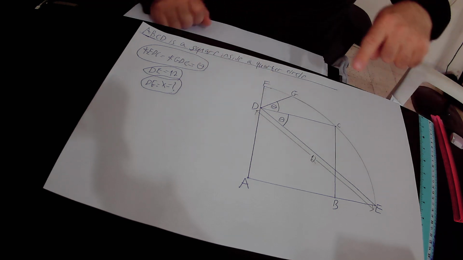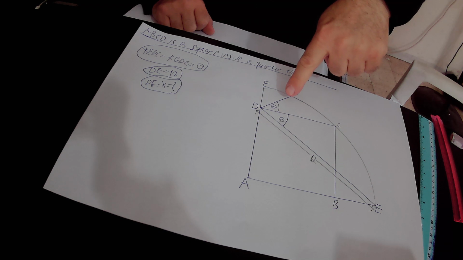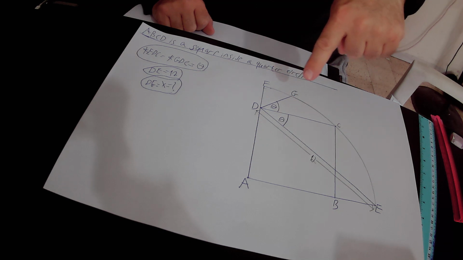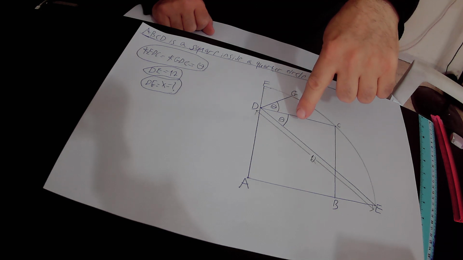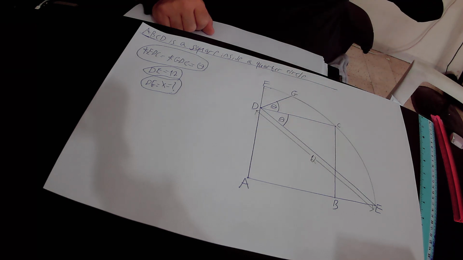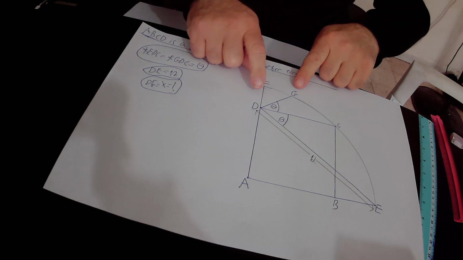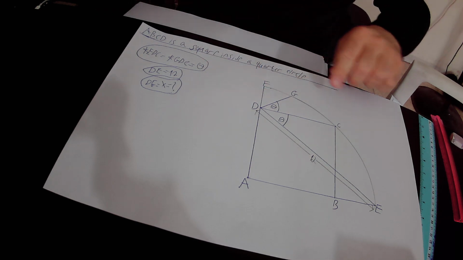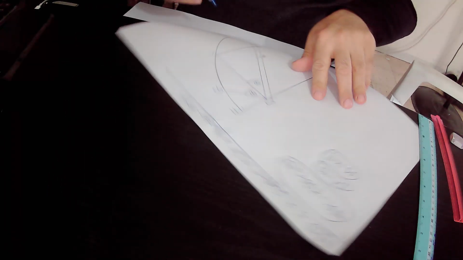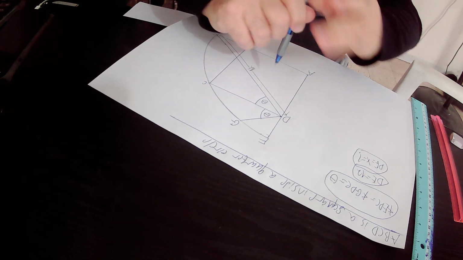length. This is angle GDC, that is equal to theta. This is angle EDC, that is also equal to theta. And our mission is to find out the length of this line segment DG, that is equal to x. So we have to find out the value of x.